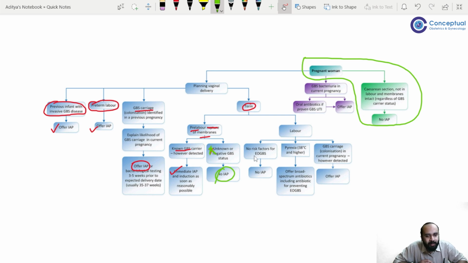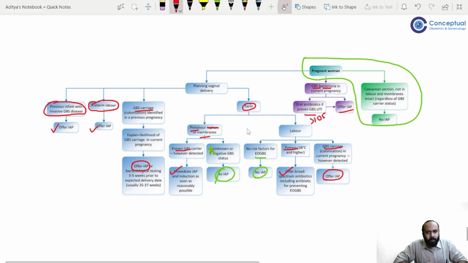Similarly, intra labor, if there are no risk factors for early onset, if there are no other risk factors, there is no hyperpyrexia, there is no prolonged leaking of membranes, there is no need for prophylaxis. Whereas if the female has fever, then irrespective of the cause of fever, give her broad spectrum antibiotics. And finally, again in labor, if she has come and if she already had GBS, then give her antibiotics. The last is if bacteria have accidentally been detected, if it is more than 10⁵, then give antibiotics antenatally and intrapartum. Whereas if less than 10⁵, then do not give antenatally, only intrapartum.